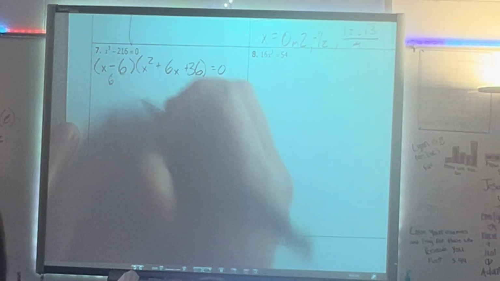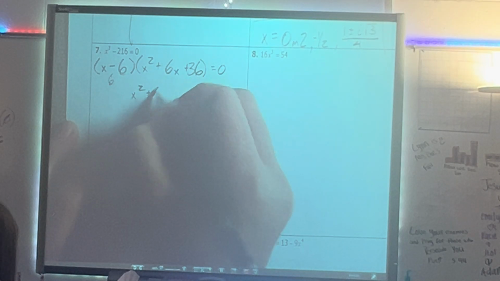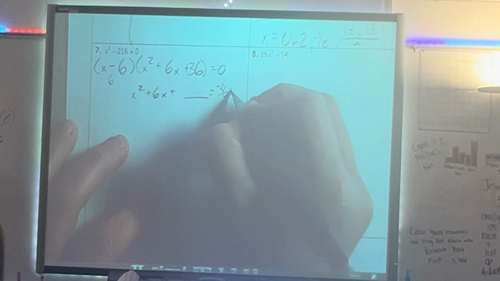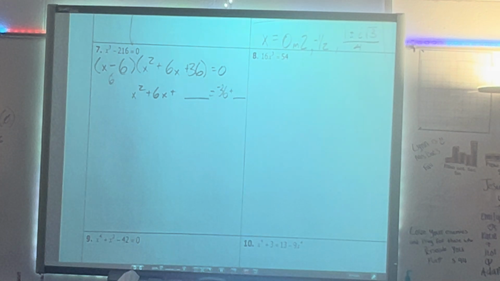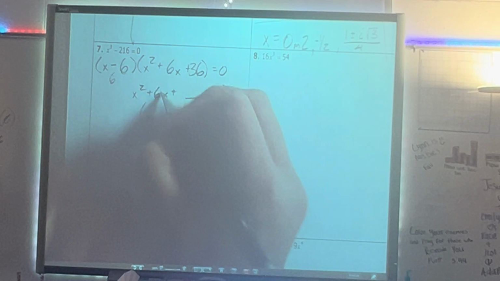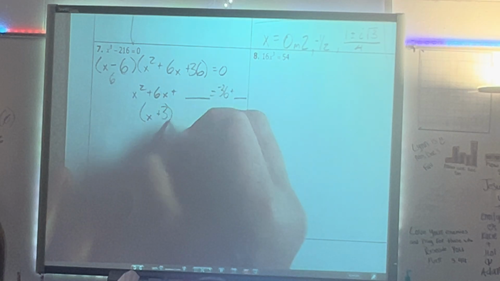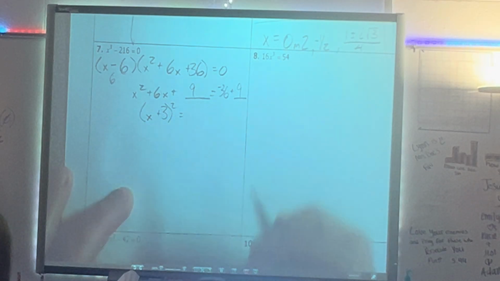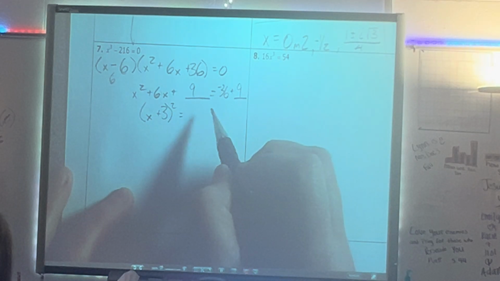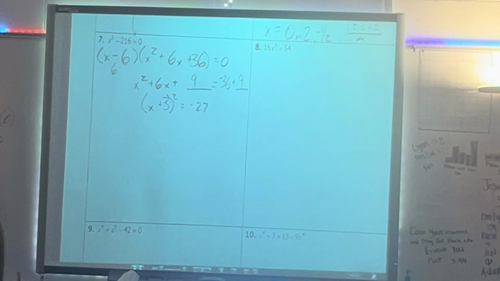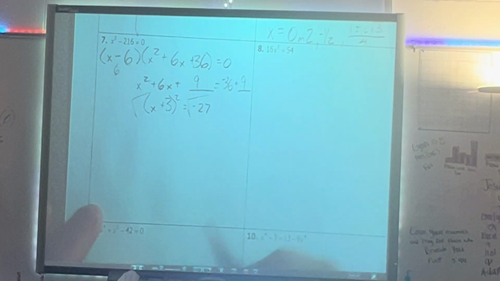Okay? So I've got x squared plus 6x plus the blank is equal to negative 36 plus the blank over here. We good there? Alright, so then I'm going to take half of 6, which is 3. I'm going to square it, which is 9. I'm going to put it in my blank. So on the other side, I have a negative 36 and a positive 9, which gives me a negative 27. We okay there? Alright, then I can take the square root of both sides.